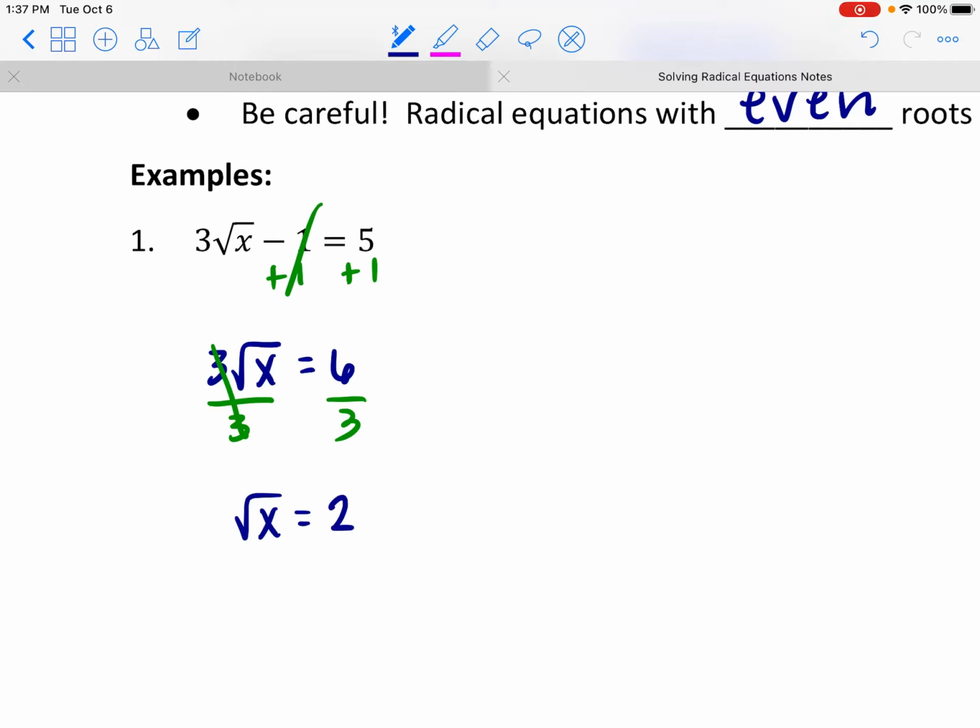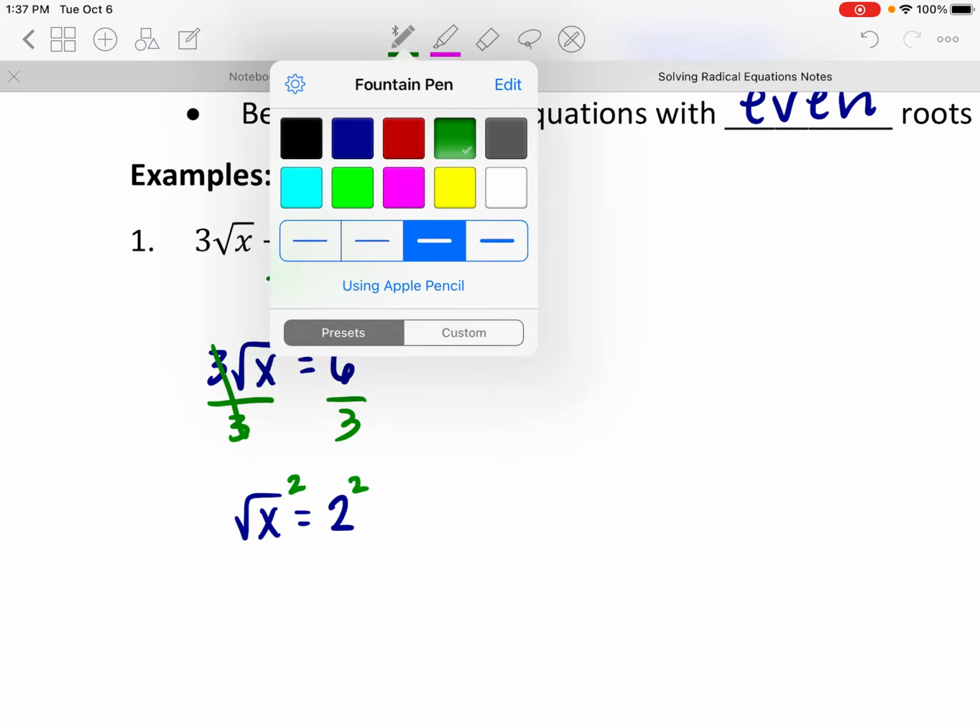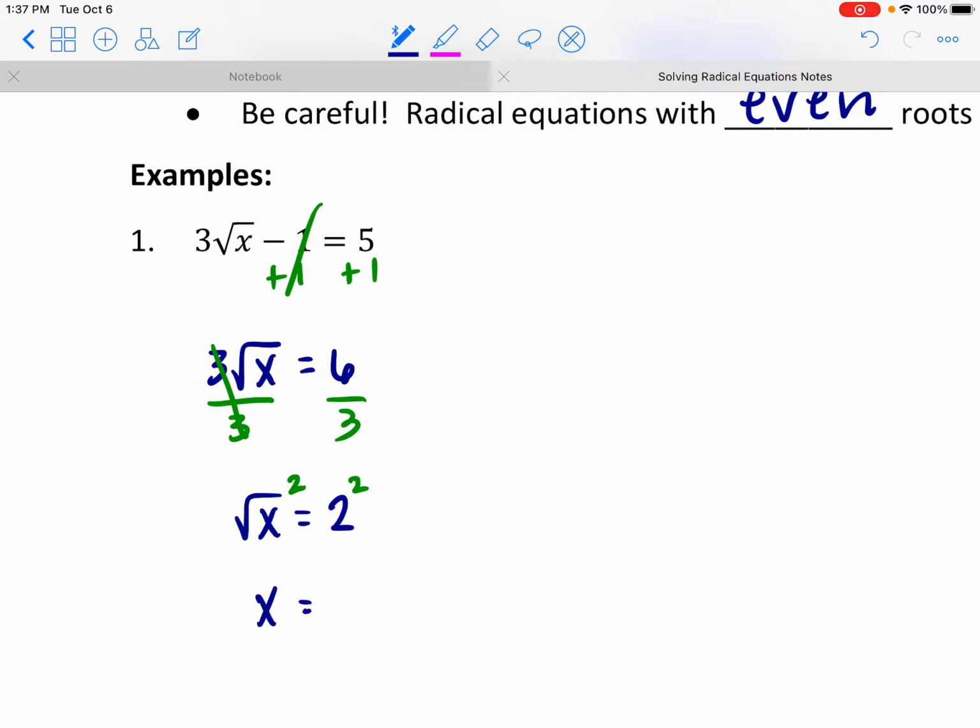Once the radical is alone, we get rid of it. Since this is a square root, we're going to square both sides. The square and the square root cancel, leaving me x on the left, and then 2 squared makes 4, my solution. And it's really easy to check.